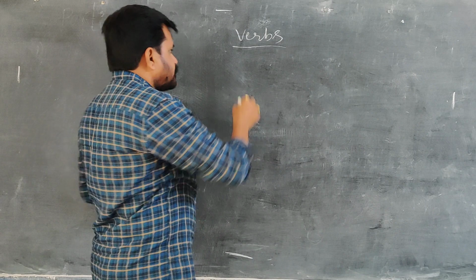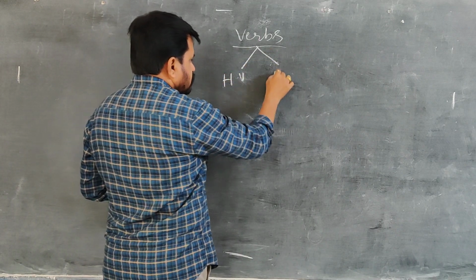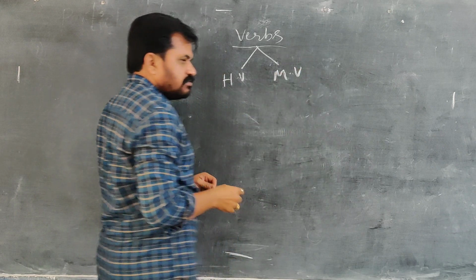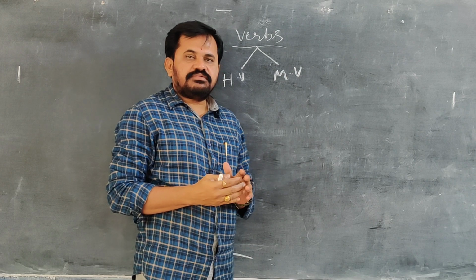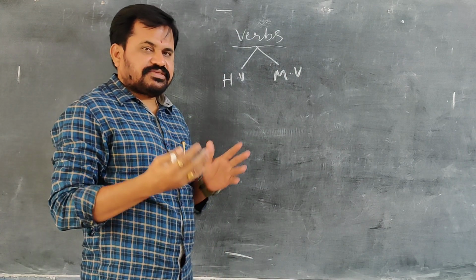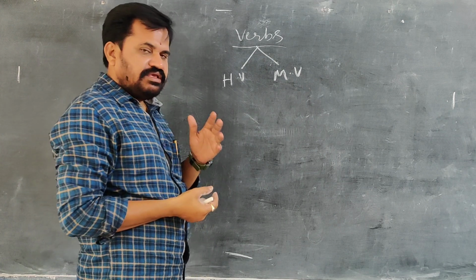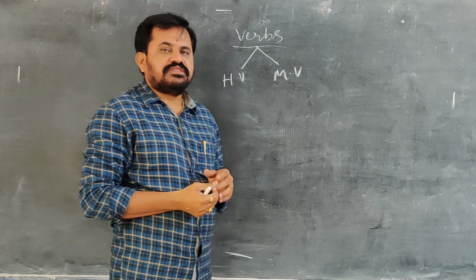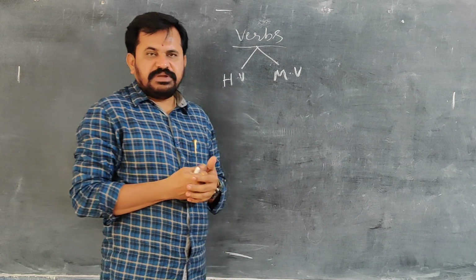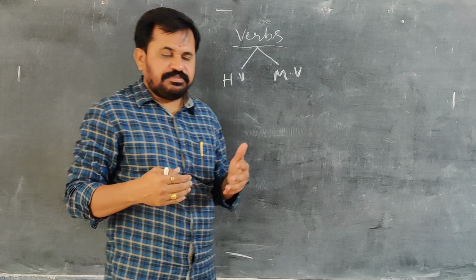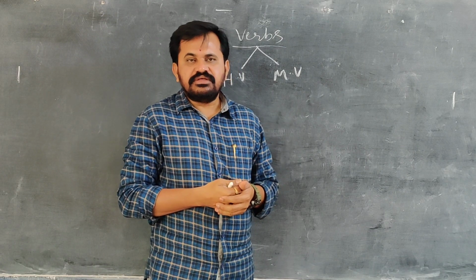Verbs are of two types: helping verbs and main verbs. Main verbs are in the thousands, maybe lakhs. Many main verbs are there. They show our activity, depending on our activeness, depending on our actions.